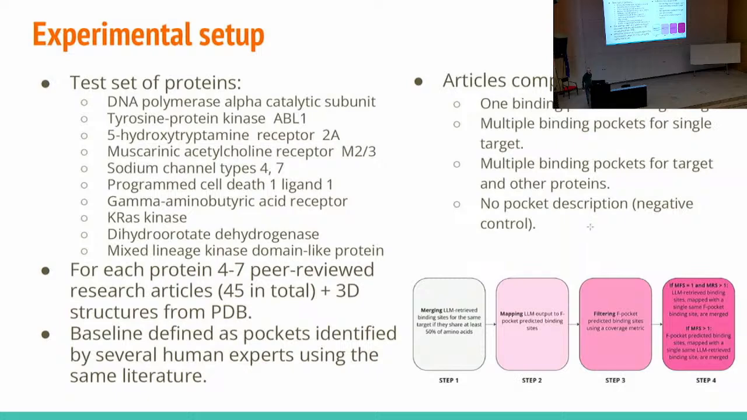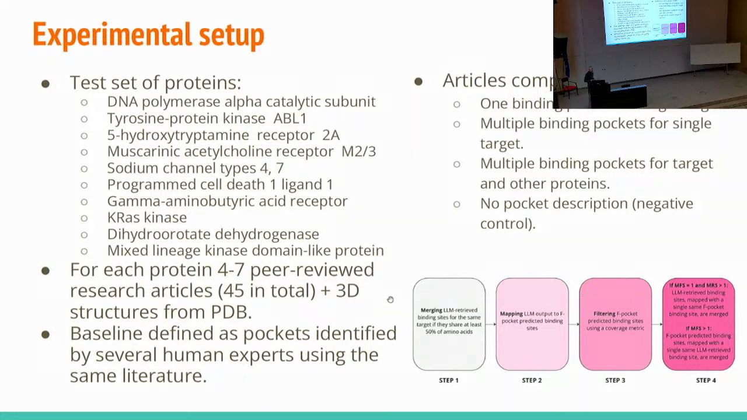And these articles were classified into several categories. The easiest rank is when the article describes just one binding pocket for one protein. Then the articles which describe multiple pockets for the same protein, then multiple pockets for multiple proteins, which is quite hard to parse, and the negative control where there is no pocket information at all in the article. After that, we did the baseline testing with human experts.